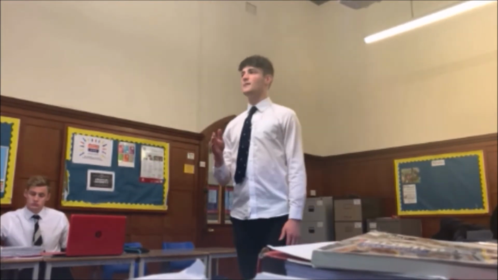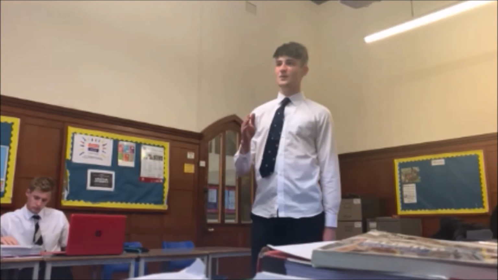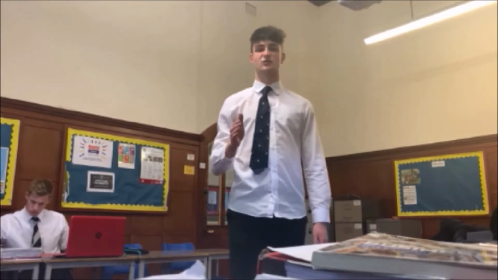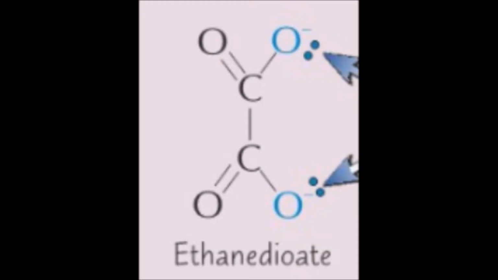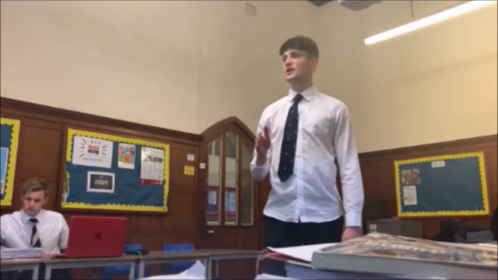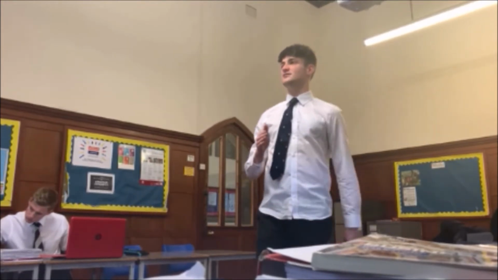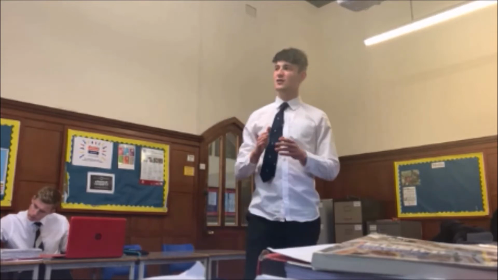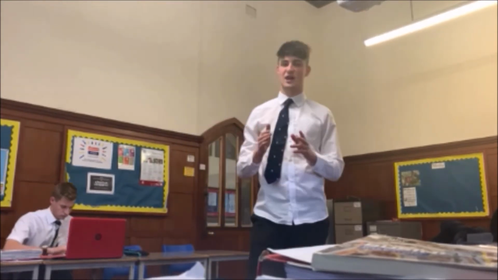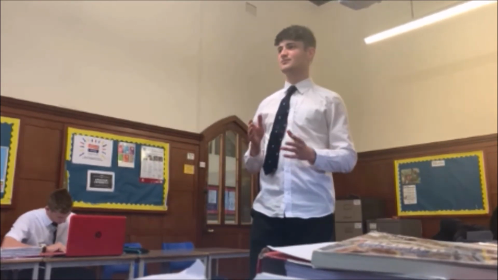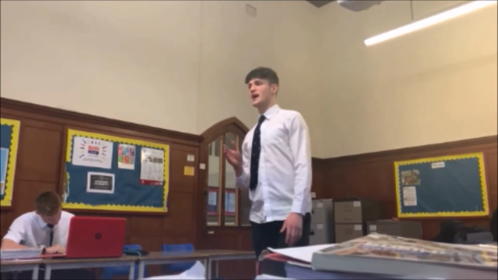There are 2 common ones that you need to know. The first is ethanedioate, which is 2 carboxylic acid groups with hydrogen removed. And the other one is ethylenediamine, which is 2 amine groups on the end, with a lone pair of electrons on each of the nitrogens. Each of these forms 2 coordinate bonds with the central metal ion. If there are more than 2 lone pairs, it's polydentate.